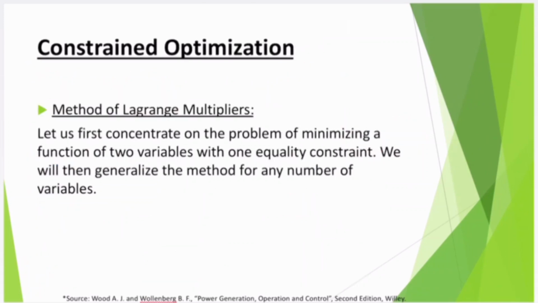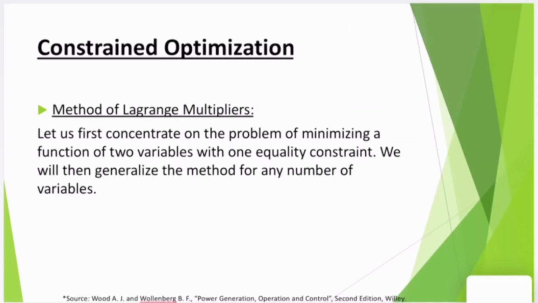Now, when you talk about constraint optimization, I want your attention here very seriously, because all our problems in power system that we're going to discuss are constraint optimization problems. So one important part is that the method of Lagrangian multiplier is used to handle constraint optimization. I will tell you what constraint optimization is and how it has been handled.